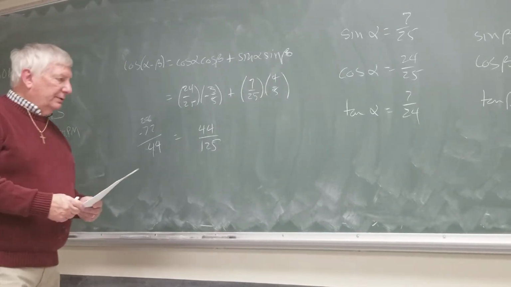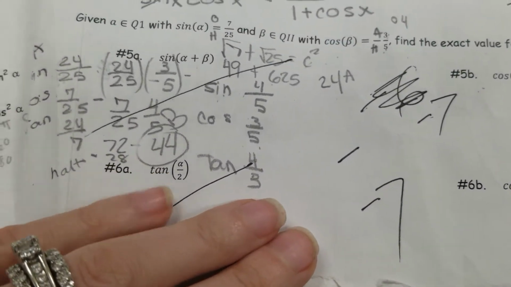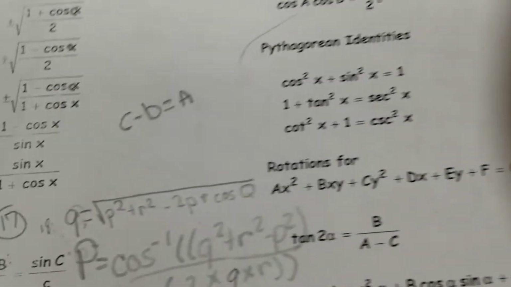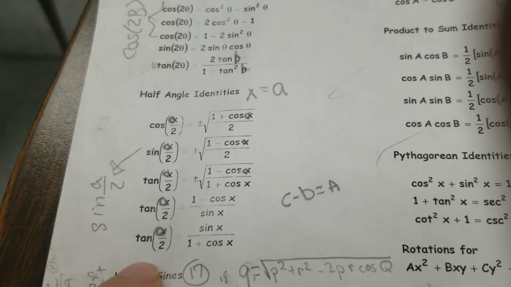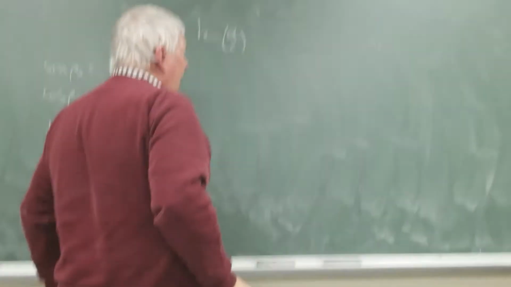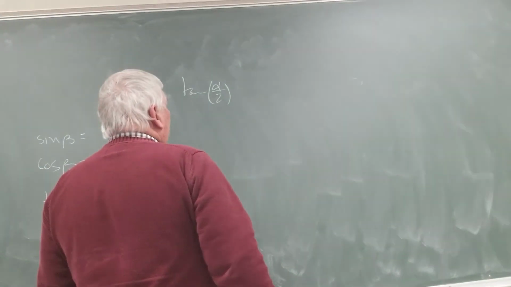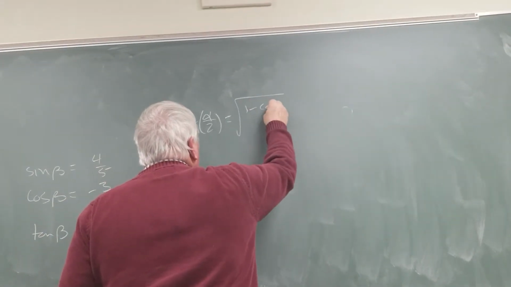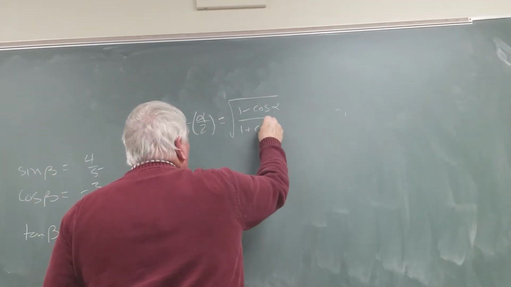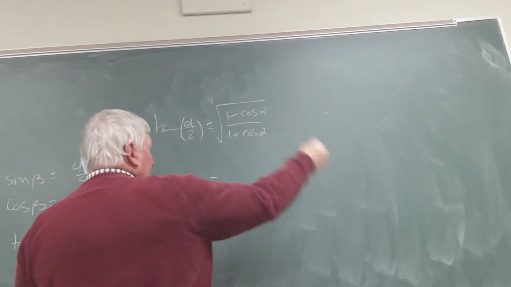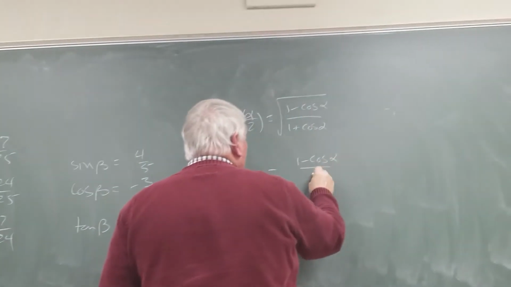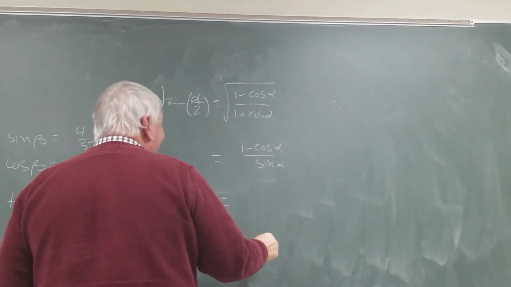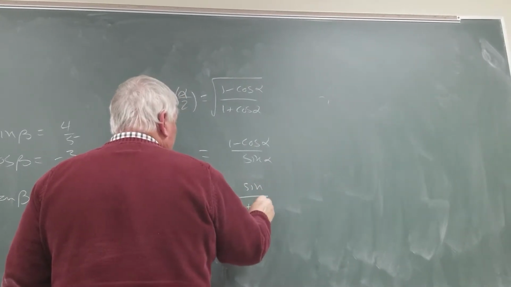Number 6, the same problems. We'll give a tangent of alpha over 2, going to be one of these stars. Tangent alpha over 2, half angles, has several options: square root of 1 minus cosine alpha over 1 plus cosine alpha, or 1 minus cosine alpha over sine, or sine over 1 plus cosine.